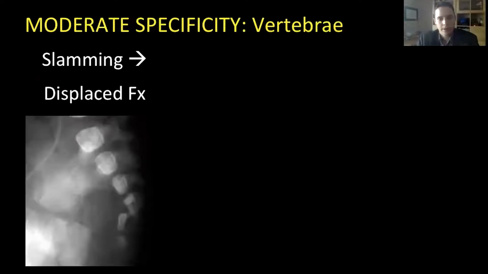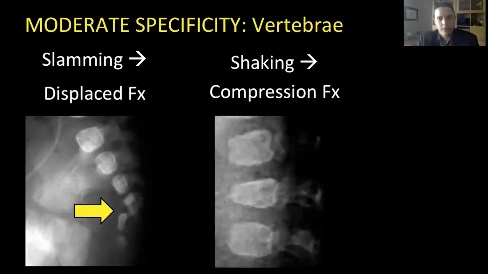Also, spine, particularly the vertebrae. So we're not talking about spinous process, now we're talking about vertebrae. And in particular, you can have slamming injuries that will lead to displacement of the sacrum and coccyx. You can also have shaking injuries that will also lead to depression of the vertebra. Here you can see it's more trapezoidal rather than its neighbors above and below that are more square-shaped.